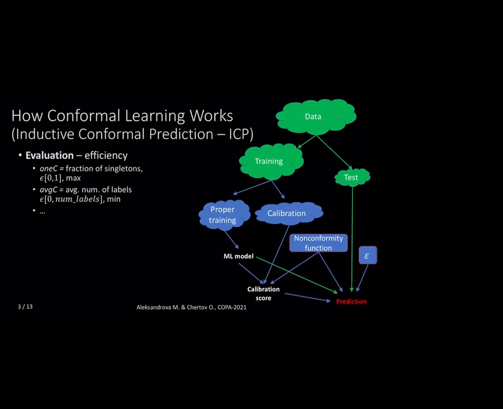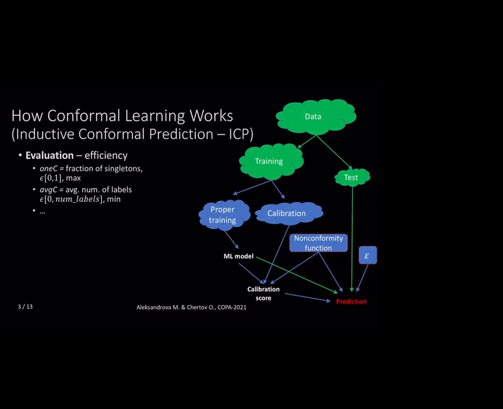So what is the idea? We know that the accuracy is guaranteed. However, we might get a region prediction that might contain more than one label, more than one value. So we would want to minimize the length of the prediction set. In case of classification, we can measure this as 1C, that is the fraction of singleton predictions, and this value is to be maximized. We want to have as many singleton predictions as possible. Or another metric, average C, that measures the average size of the prediction set. And naturally, we would want to minimize this value.